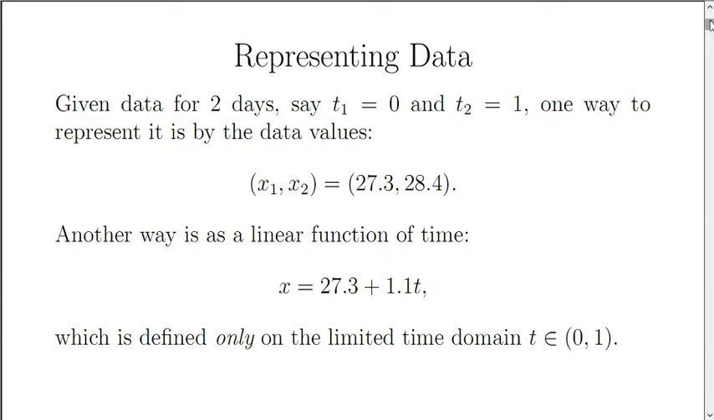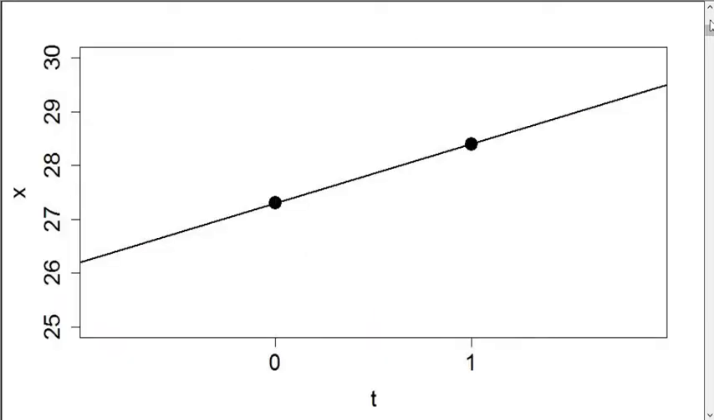Now, this function is defined only on a very limited time domain, namely times 0 and 1. I can graph this function, which I've done here. I've graphed it as a straight line with 2 data points representing the actual data. Notice that I plotted it for times in between the observed times and before and after the observed times. That's just for convenience, so you can see the straight line. It doesn't actually exist for those times. That straight line I've graphed here is just for convenient visualization.